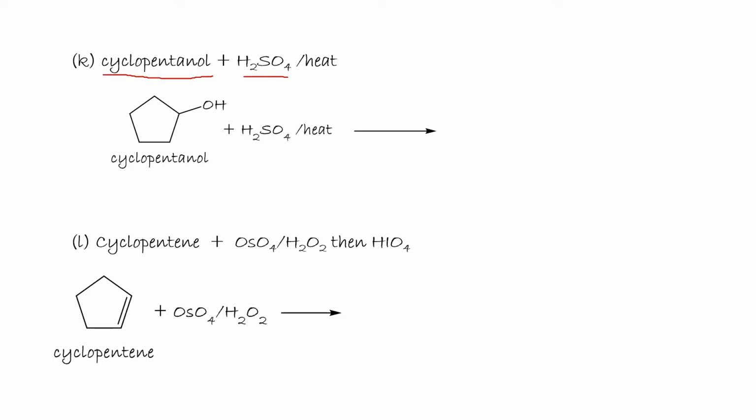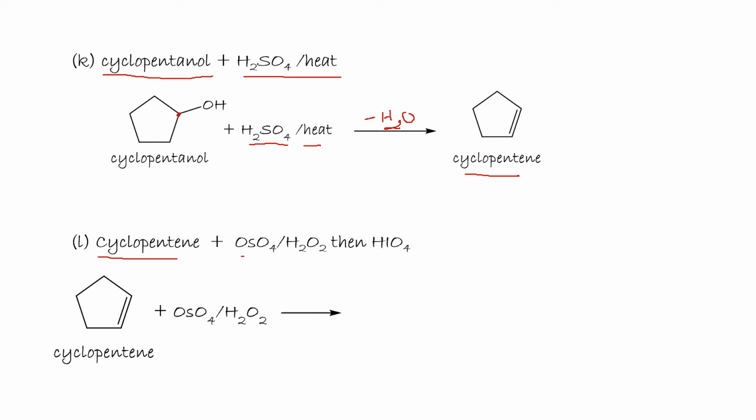Cyclopentanol with sulfuric acid and heat. Cyclopentanol is a secondary alcohol, with sulfuric acid and heat, elimination of water to give cyclopentene.